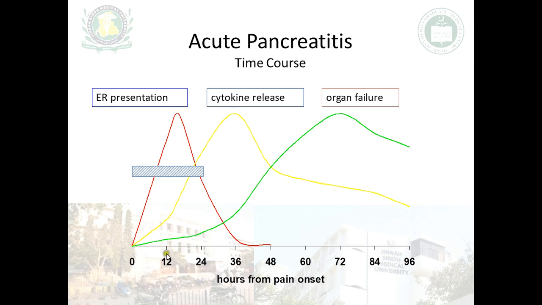Here is a graph telling us that most of the patients present in the ER within 12 hours of presentation of the abdominal pain, and the peak of the organ failure occurs at 72 hours. This means most of the patients who have severe acute pancreatitis can go into multi-organ failure between 48 hours and 72 hours.